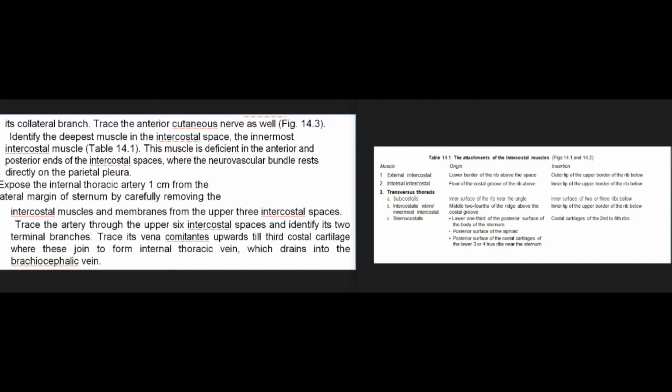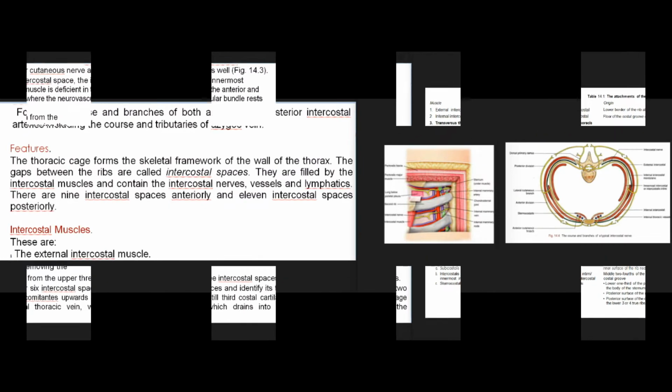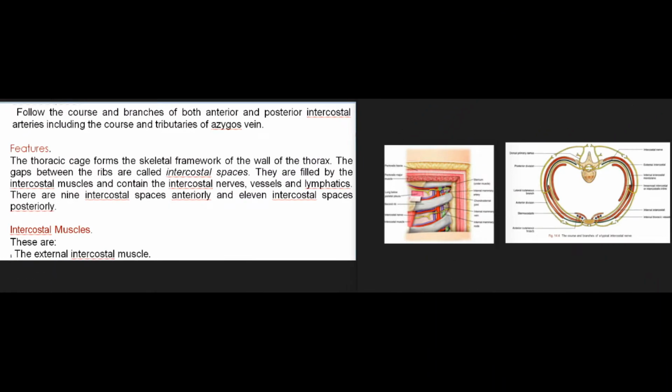Trace the artery through the upper 6 intercostal spaces and identify its 2 terminal branches. Trace its vena comitans upwards till the third costal cartilage where these join to form the internal thoracic vein, which drains into the brachiocephalic vein. Follow the course and branches of both anterior and posterior intercostal arteries including the course and tributaries of the azygos vein. Features. The thoracic cage forms the skeletal framework of the wall of the thorax.